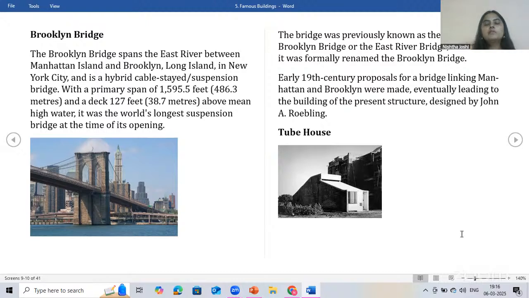The bridge was previously known as New York and Brooklyn Bridge, and later it was just renamed Brooklyn Bridge. It was constructed in the early 21st century, and it was designed by John A. Roebling.